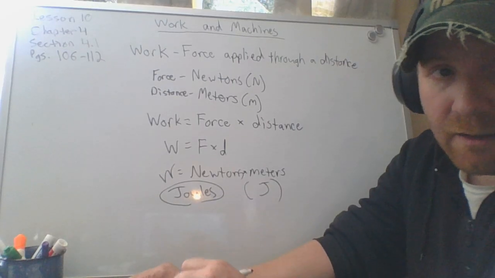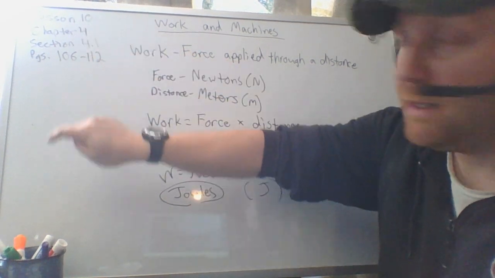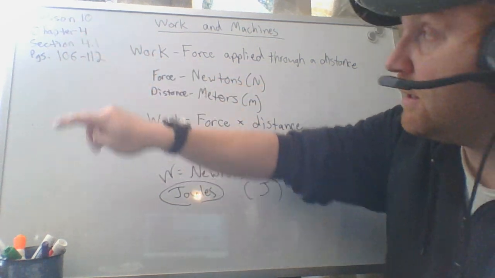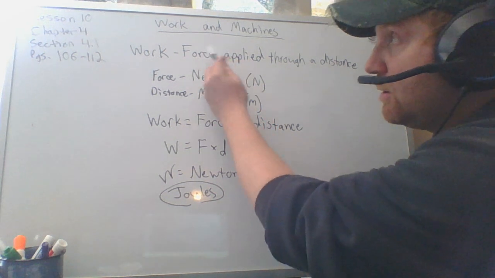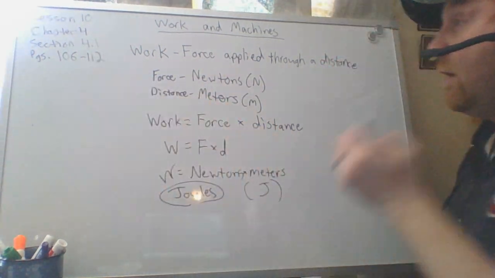Let's get right into the next lesson, which will cover work and machines. Please note that we are now in lesson 10, chapter 4 of the textbook that will be posted for everybody. This is section 4.1, and this lesson on work and machines will cover pages 106 to 112.